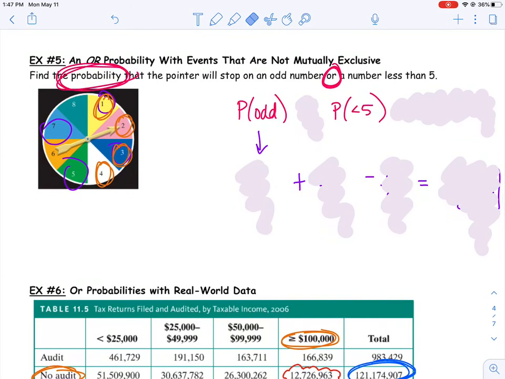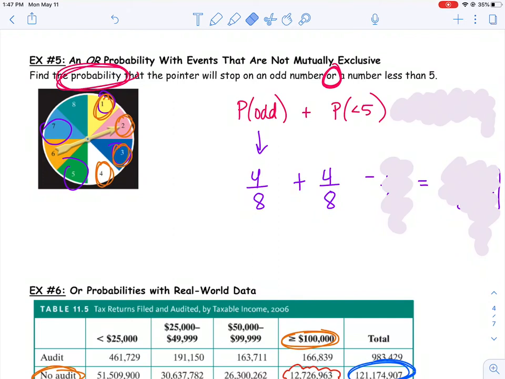Example number 5 says, find the probability that the pointer will stop on an odd number or a number less than 5. So I've got a probability of an odd number, I've got a probability of a number less than 5, and I've got the word or, so I know or means we're going to add. Now if I look at the spinner, what's the probability that I'll land on an odd number? Well, my odd numbers are 1, 3, 5, and 7. So isn't that 4 out of 8? And what's the probability that I'll land on a number less than 5? Well, isn't that 1, 2, 3, and 4? Isn't that 4 out of 8?